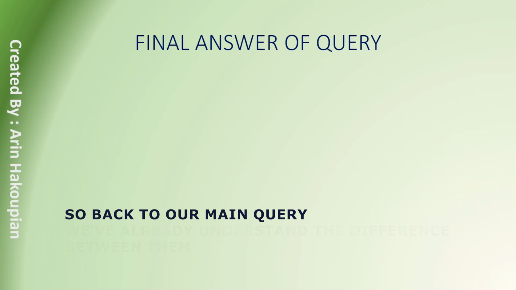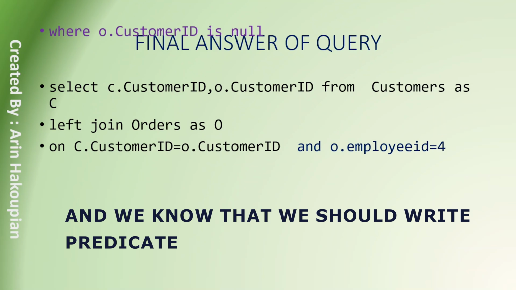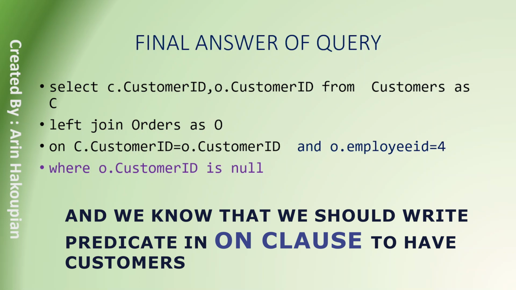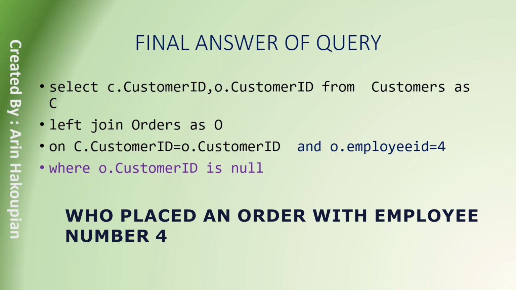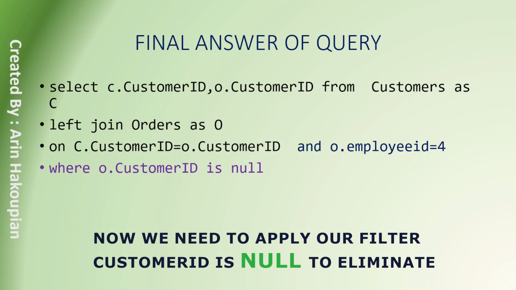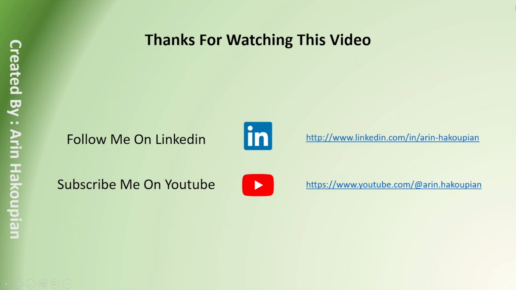So back to our main query. We've already understood the differences between them, and we know that we should choose the predicate in the on clause to have customers who placed an order with employee number 4 and customers who never placed an order. Now we need to apply our filter customer ID is null to eliminate customers who have placed an order with her.